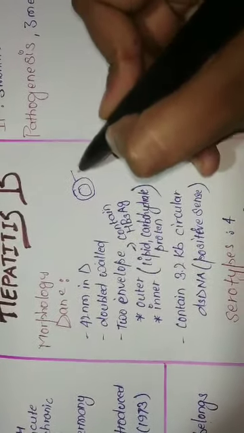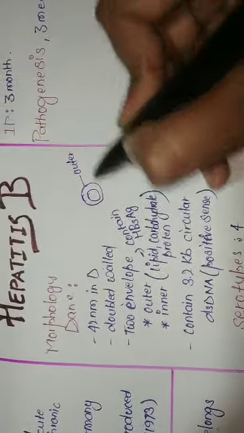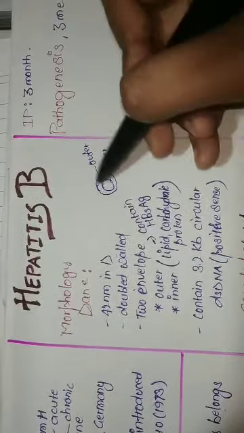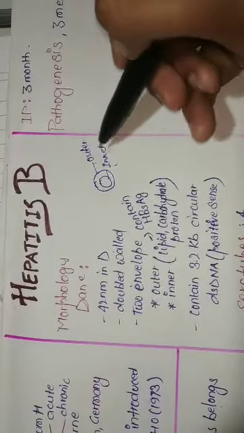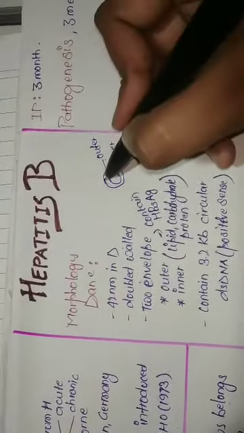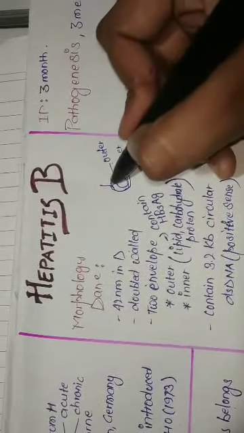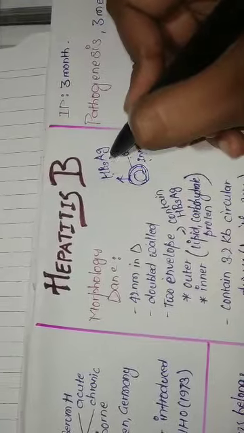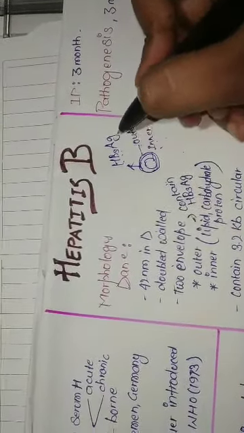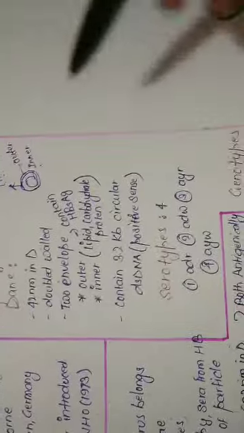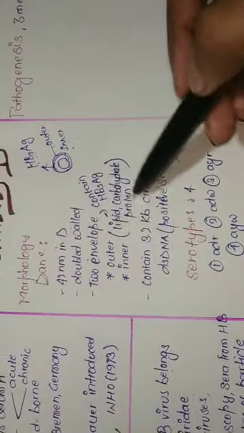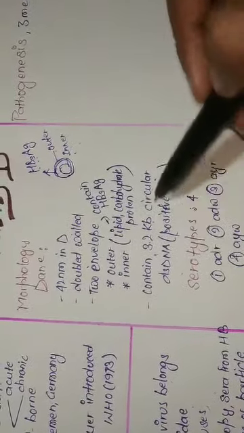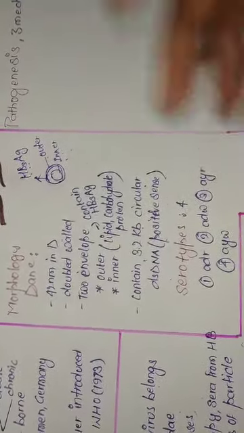So this is the outer layer, and this is the inner layer. The outer layer and inner layer are made up of lipid, carbohydrate and protein. The outer layer contains HBsAg, meaning hepatitis B surface antigen. Along with that, this Dane particle contains 3.2 kilobase circular double-stranded DNA, which has a positive sense.